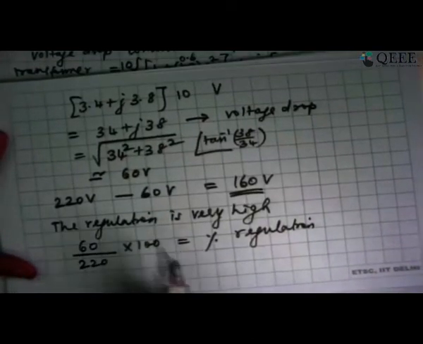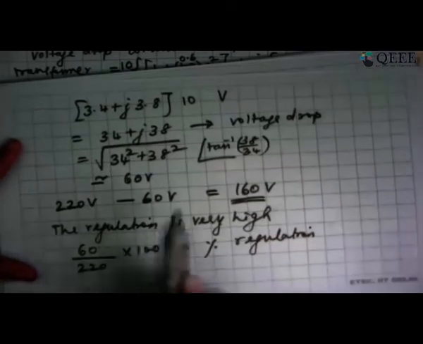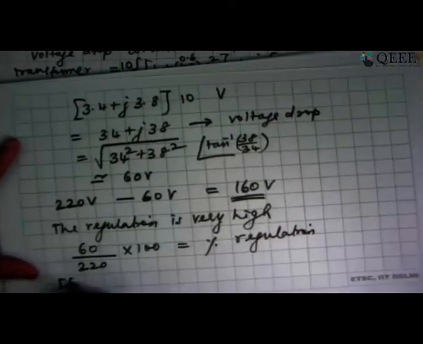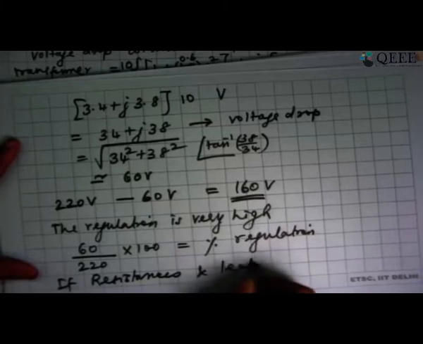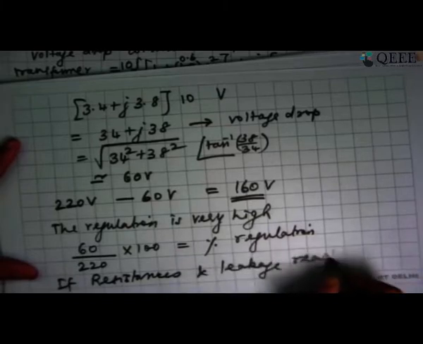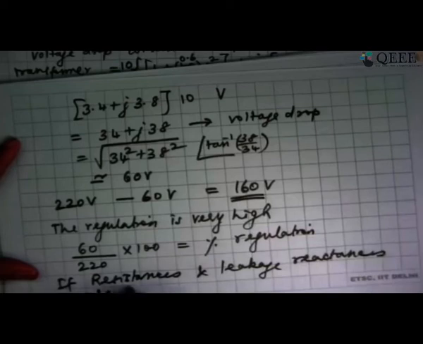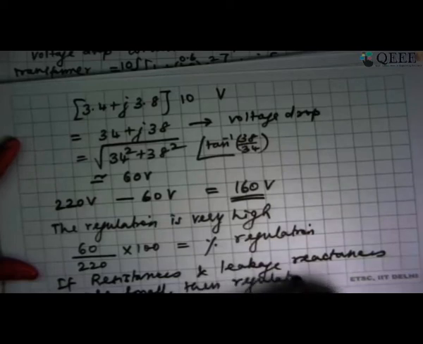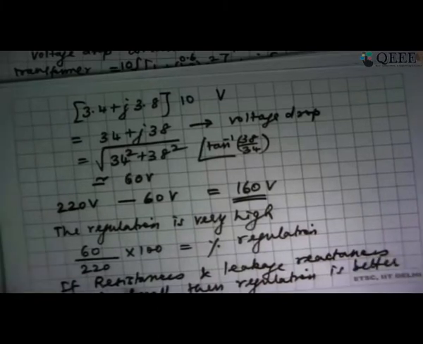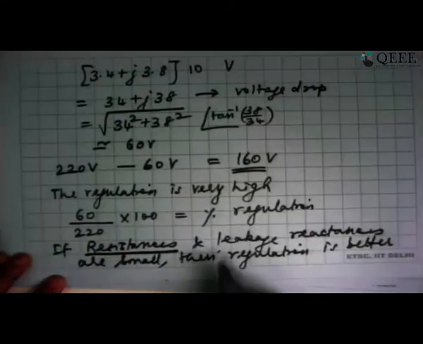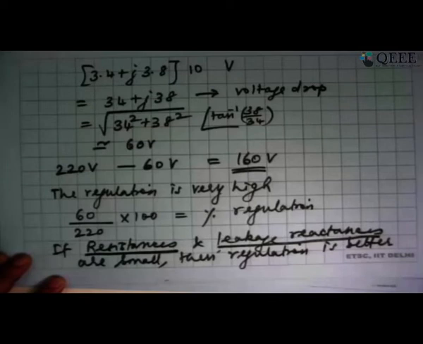So a transformer which is good should have very less amount of resistances. So if resistances and leakage reactances are small, then regulation is better for a transformer. So I should say the resistance will contribute to both regulation and efficiency, whereas leakage reactance will contribute mainly only to regulation. It will not contribute to efficiency at all.